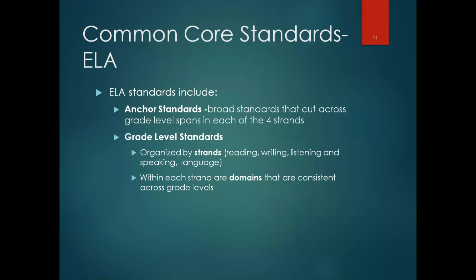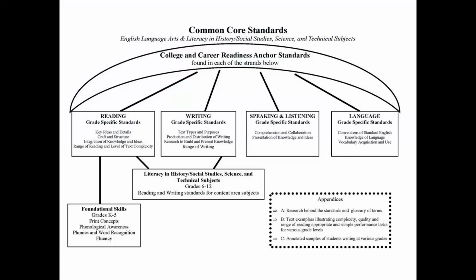Anchor standards are the standards that cut across all kindergarten through 12th grade levels, right? Those are those broad standards. They're organized by strands: reading, writing, listening and speaking, and language. Within each strand, there are domains that are consistent across grade levels, and this is what it looks like. College and career readiness is the overarching umbrella, with reading, writing, speaking, listening, and language. Then you can see the foundational skills in reading are K-5.